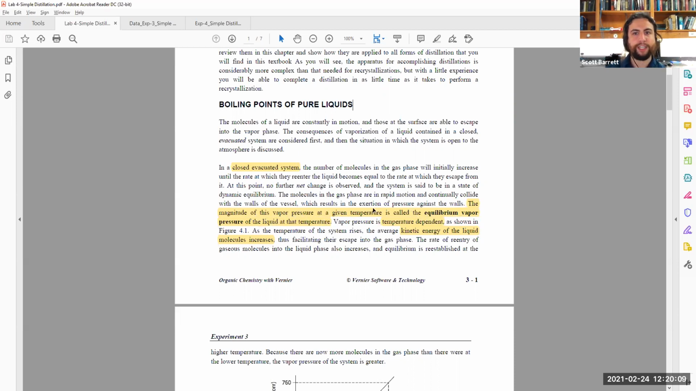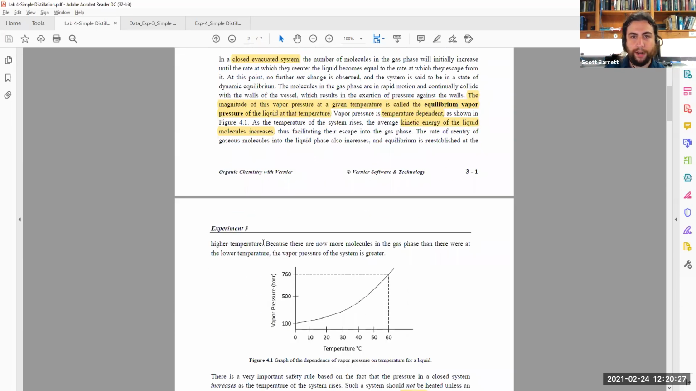If you think about it in Gen Chem, PV is equal to nRT. The pressure is related directly to the temperature. So at a different given pressure, there will be a different temperature that a liquid will boil at. And as you see here, vapor pressure is temperature dependent, shown in figure 4.1. We'll go through this once I get through this part.